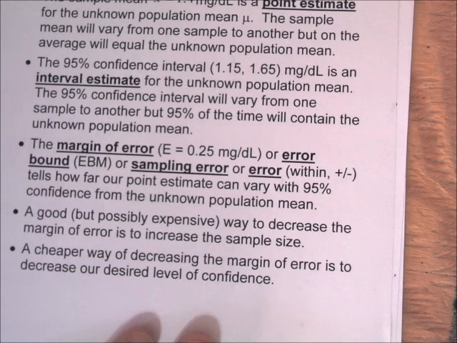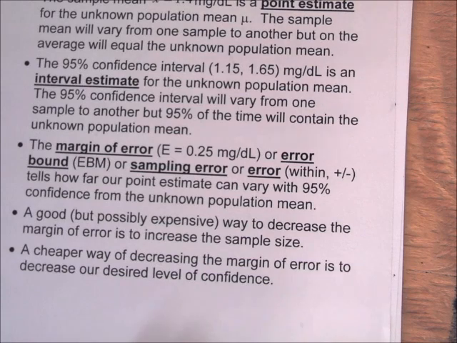A good but possibly expensive way to decrease the margin of error is to increase the sample size. A cheaper way of decreasing the margin of error is to decrease our desired level of confidence. But there are trade-offs. So if you want a more precise estimate for the population mean, the bottom line is you need to put out the money for a larger sample.